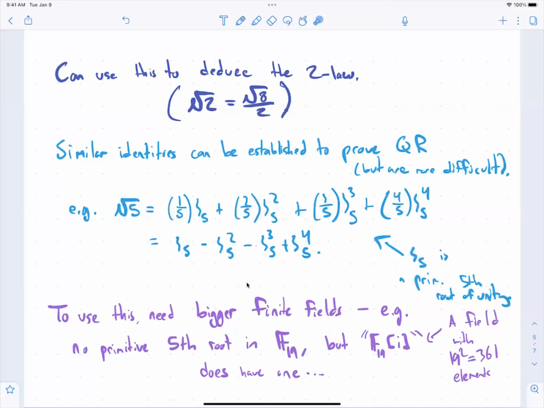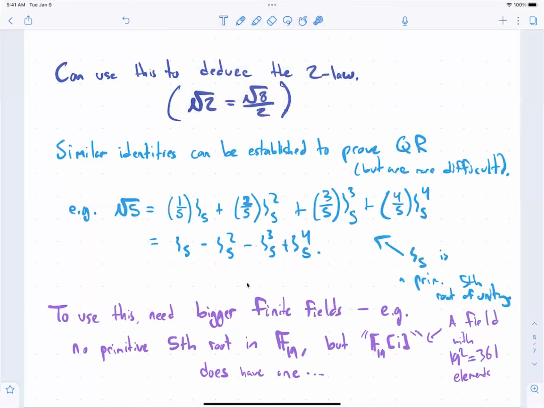Then you can get the square root of 5 by taking the Legendre symbol of 1 over 5 times zeta 5, plus the Legendre symbol of 2 over 5 times zeta 5 squared, plus the Legendre symbol of 3 over 5 times zeta 5 cubed, plus the Legendre symbol of 4 over 5 times zeta 5 to the 4th, which is just zeta 5 minus zeta 5 squared minus zeta 5 cubed plus zeta 5 to the 4th. So you look at this sum of powers of this primitive 5th root of unity, and what you get will always be a square root of 5.